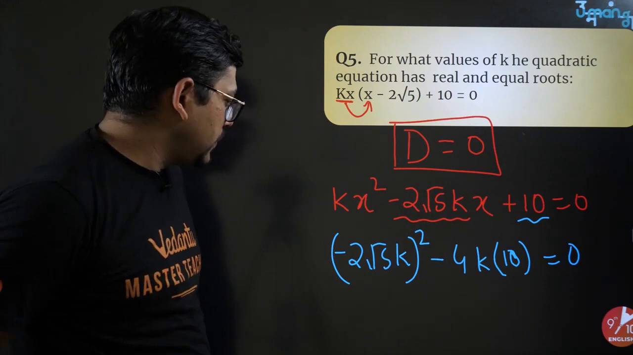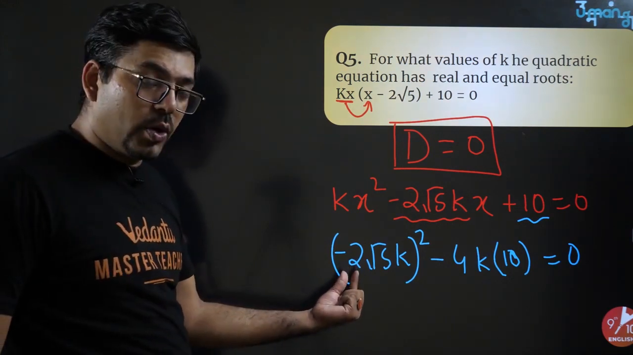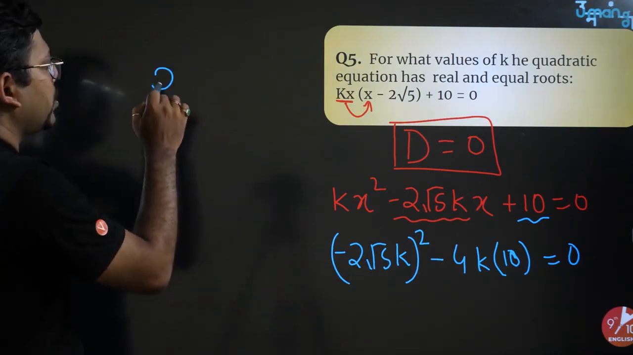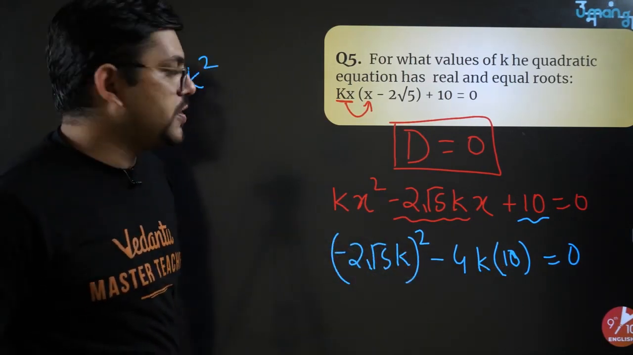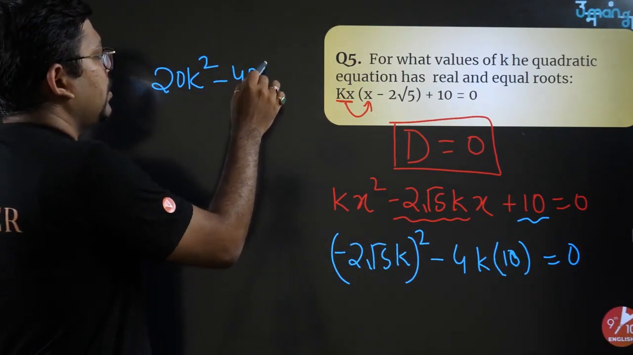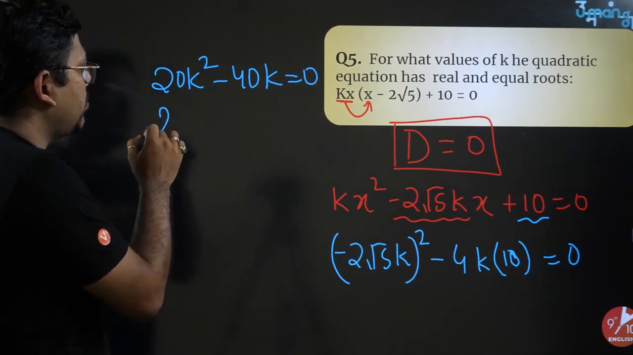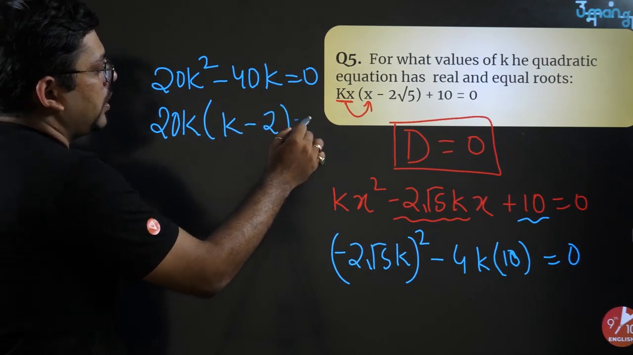Okay, that's great. So here, if you find it, 2 square 4, 4 root 5 square 5, 4 5 is a 20k square. So here you have got 20k square, and minus 4k into 10 minus 40k, minus 40k equals to 0. So from here what you can get? You can get 20k common. Let's get 20k common. Remaining is k and minus 2 equals to 0.